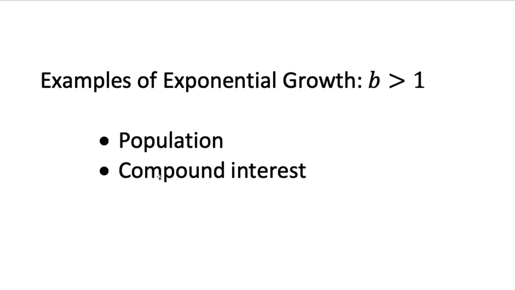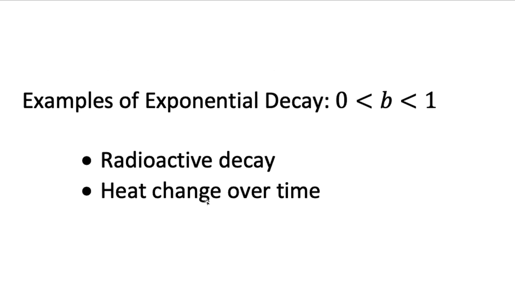Okay? Examples of exponential growth we'll be looking at. Exponential growth is where the base is greater than 1. That's where the function is increasing. We'll have some population problems and some compound interest problems. Okay, and then some just abstract problems that I didn't mention. And exponential decay is where the base is between 0 and 1. This will be in radioactive decay and heat change over time. There'll be some examples. Alrighty? Okay, that should be good for starters.